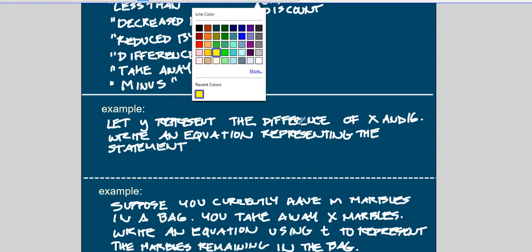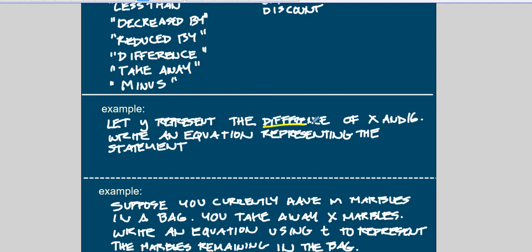So let y represent the difference. Okay, there, right there, that means subtraction of x and 16. Write an equation representing the statement. So I'll write y equals x minus 16.